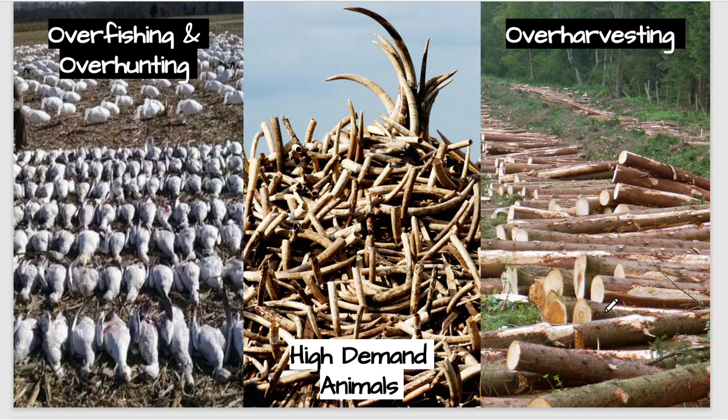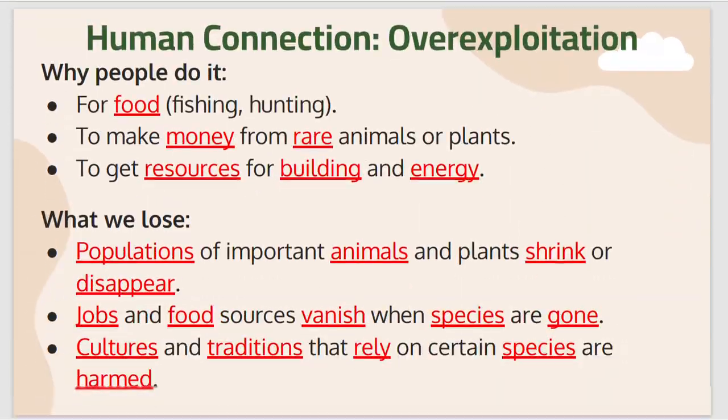And then overharvesting. So here is an example of deforestation due to needing the lumber, the wood from the trees. So taking more than what the ecosystem can replace in time. And so this habitat is being completely destroyed by this overexploitation of wood.